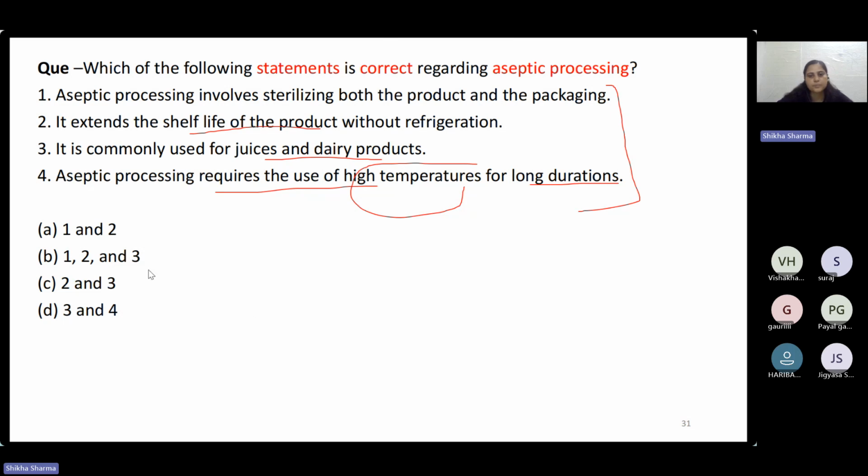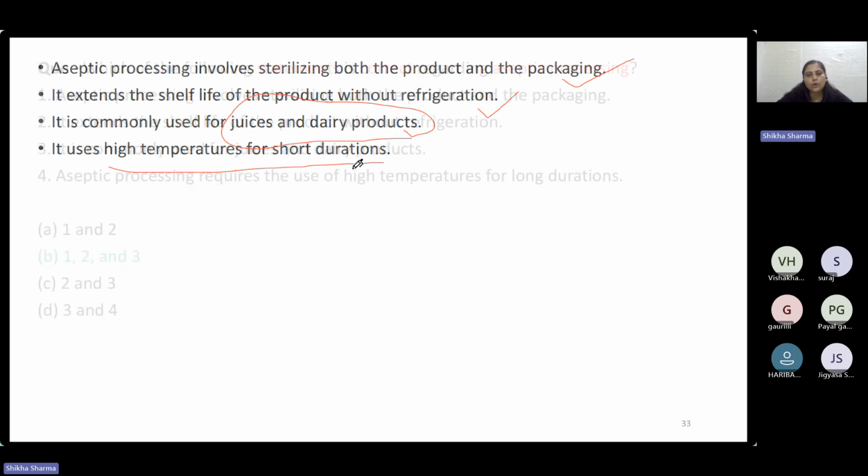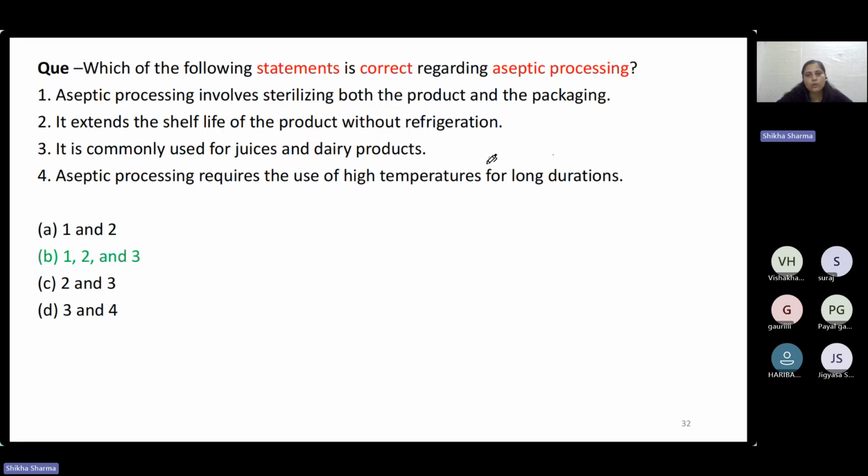One, two, and three. B. Let's see. B is correct. Vishakha is correct. Aseptic processing involves sterilization of both products and the packaging, and it extends the shelf life of the product without refrigeration, obviously. We use juices and dairy products for high flowability and pumpability, and it uses high temperature for short duration, not for long duration.